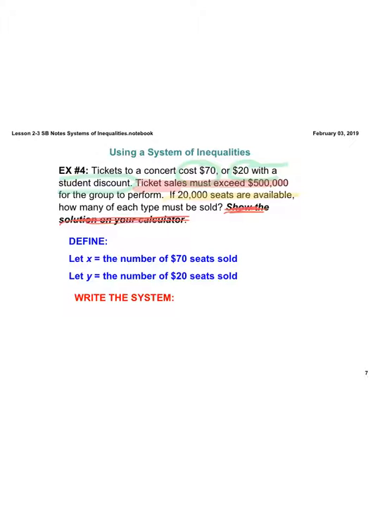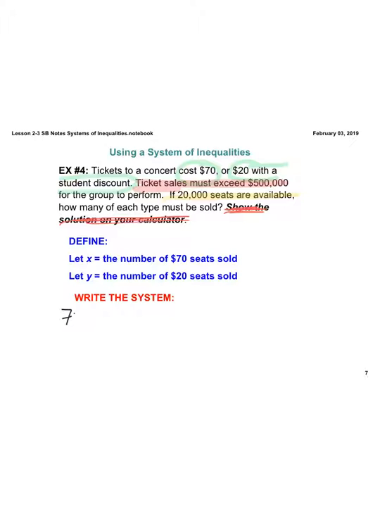Then the next step is to write your equation. So let's work with the $500,000 first. So to get the $500,000, I have to take $70. Whoops, I want that in red or black.